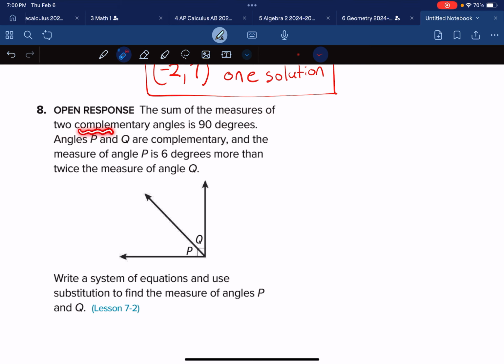Number 8. So I have the sum of measures of two complementary angles is 90 degrees. That's actually the definition of complementary. Whenever you see the word complementary in the wild, it always means two things. It actually doesn't mean two things. It could mean 3 or 4 things. It just means when you add them up, they'll always be 90.